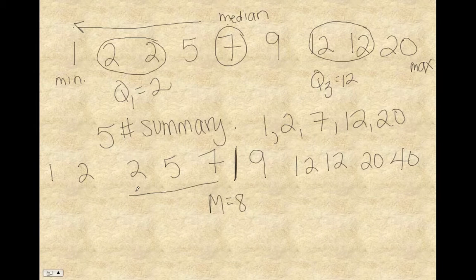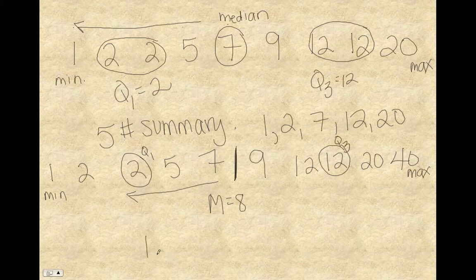Then I look at everything to the left of the median. So 7, 5, 2, 2, 1. The median of those is 2, so that's Q1. And again, the minimum is 1. And then for Q3, I look to the median of everything to the right, which would be this 12. And then with 40 as the max. So now my 5-number summary is 1, 2, 8, 12, 40.